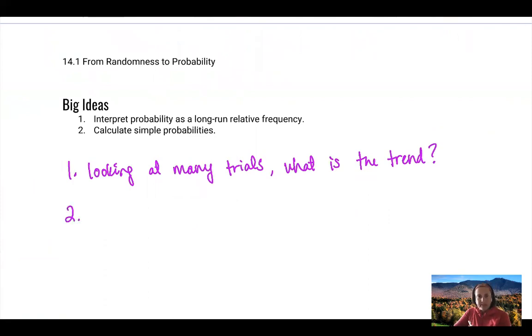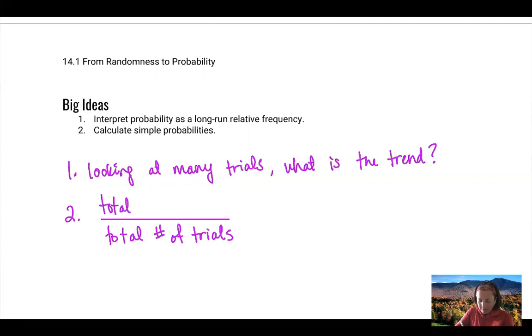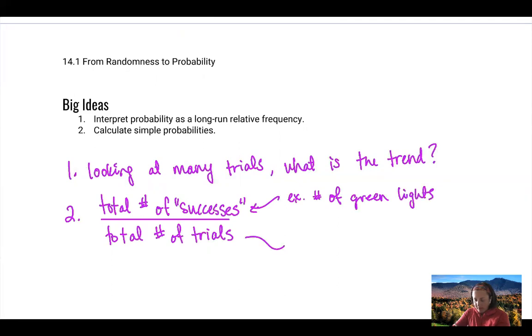In this, we also calculated some very simple probabilities. The general formula for calculating a simple probability would be using a fraction. On the bottom of the fraction, you look at the total number of trials. And then on the top, you look at the total number of successes. And that term is kind of funny. A success is whatever you're looking at. So in this one, our success would be the number of green lights. And then our trials would have been the 10 times.